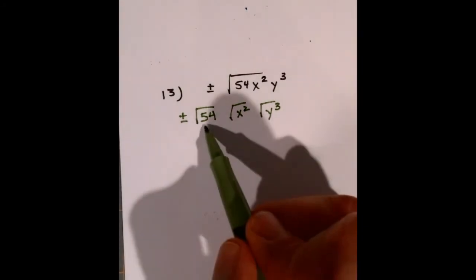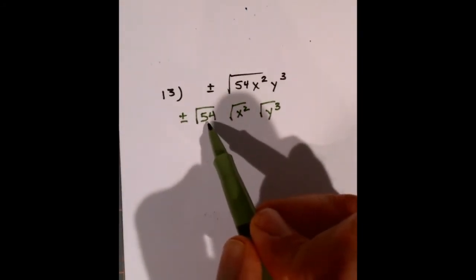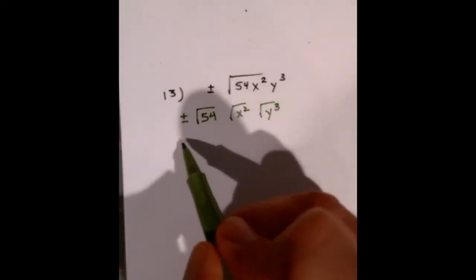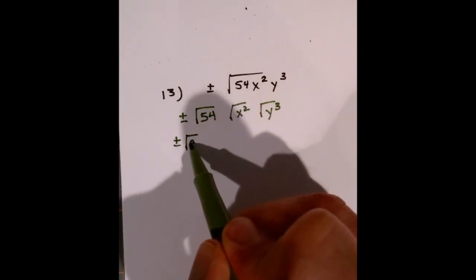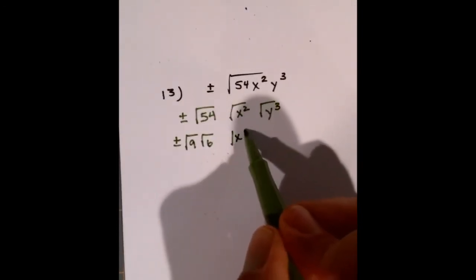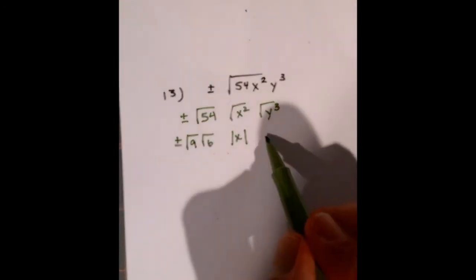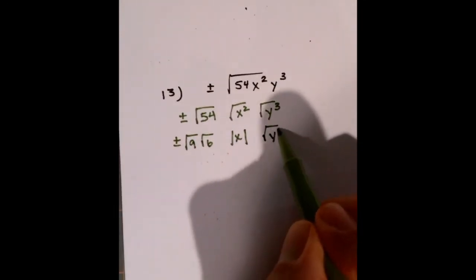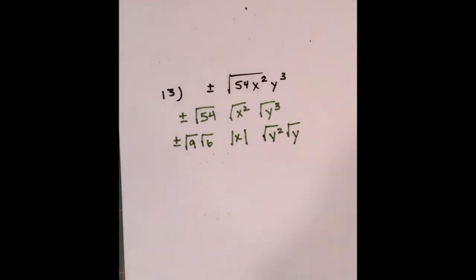So let's start here. What's the biggest perfect square that goes into 54? 27 and 2, 9 and 6. So this is going to be plus or minus root 9, root 6. This is going to be the absolute value of x. And this, well, what's the biggest perfect square in y cubed? That's going to be y squared. So that's going to be root y squared, root y. So just look at that for a second. Make sure you understand before I move on to the next step.